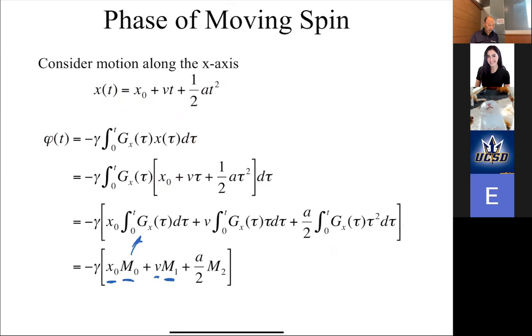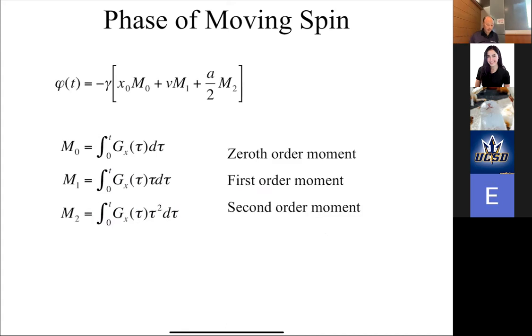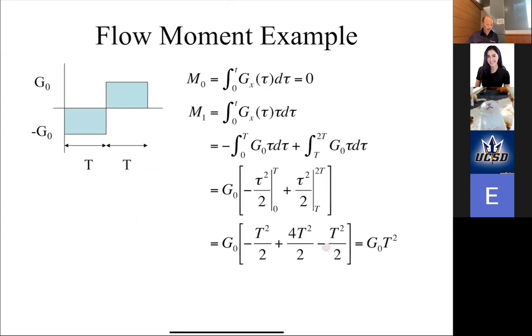So the key is we could make this zero, but make this non-zero. Then we're just sensitive to velocity. Here's an example of how you do that. Clearly this gradient pair has zero area, right? So we're still at the center of k-space in terms of imaging, but it has a first order moment given by this equation, G naught times T squared.